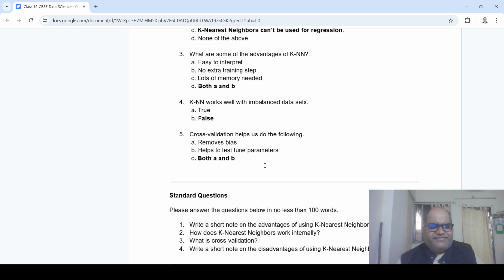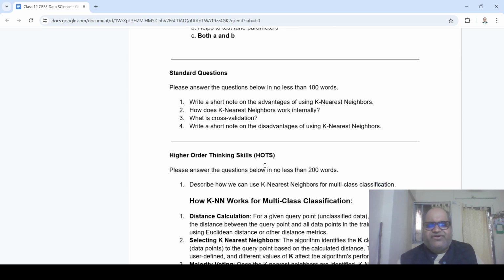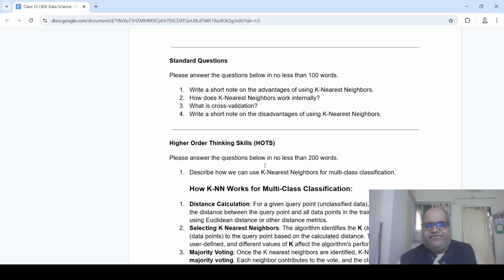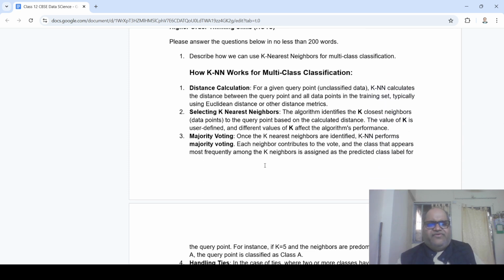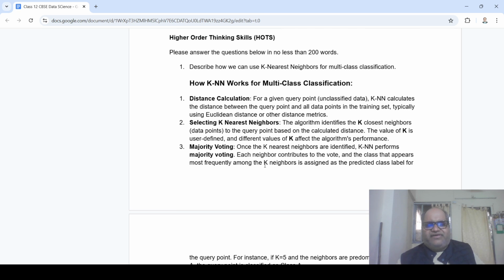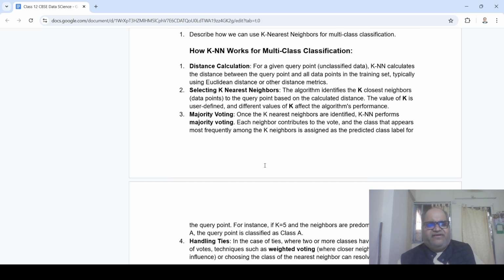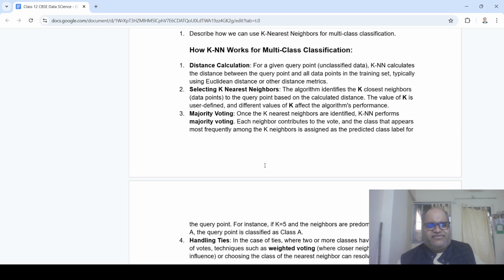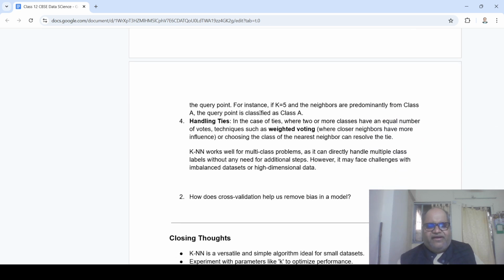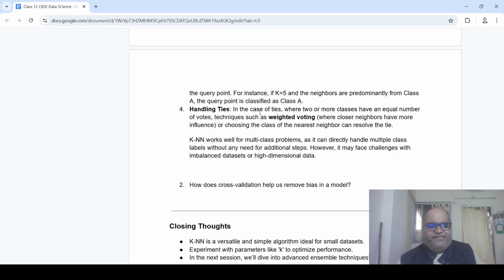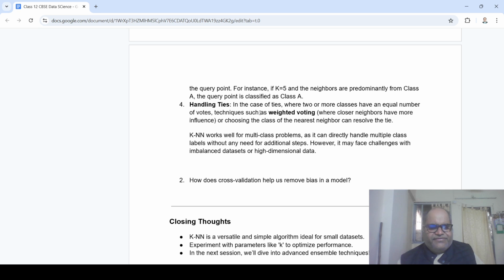But remove is incorrect. Then you can expect short notes on advantages, disadvantages, how KNN works, what is cross-validation, and short notes on disadvantages of using KNN, right? So you can emphasize some of the key points that we talked about. You might be asked to describe how you can use K-nearest neighbor for multi-class classification. That's the same, right? You look at the distance calculations, find the K-nearest neighbors, then look at majority voting. We already talked about it. And if there is a tie, you can figure out a way of breaking that. Weighted voting is the one that you can do.